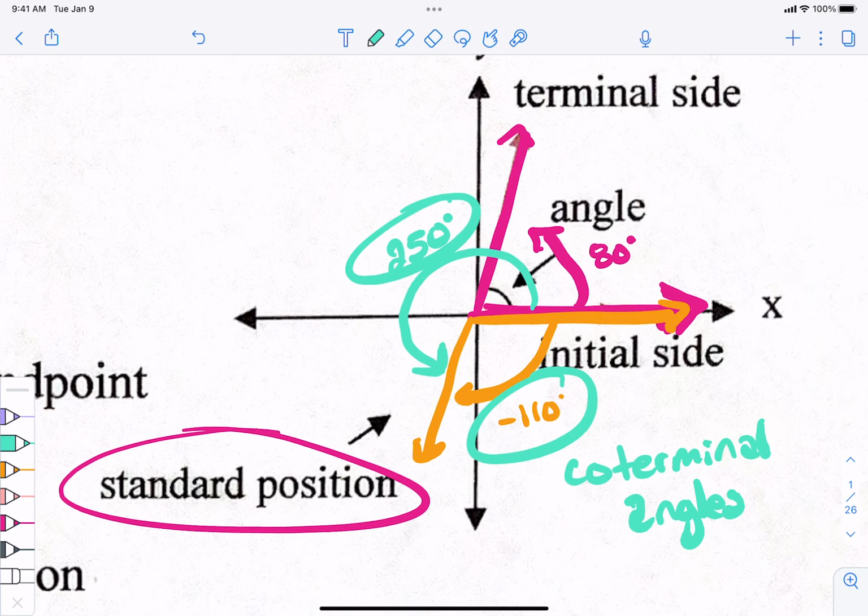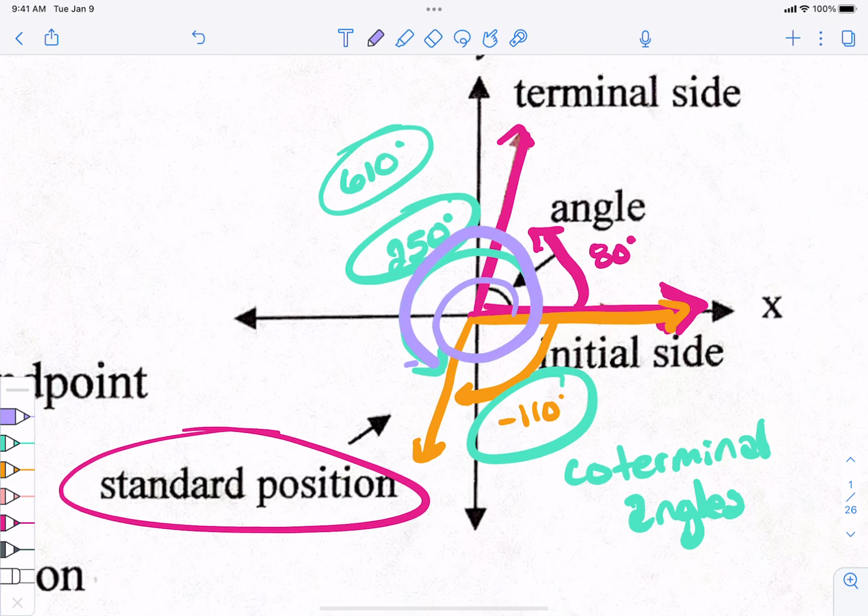Those are co-terminal angles. In addition to that, what about 610 degrees? 610 degrees would be the same spot again. Let me get a different color. It would just be around, that's 360, and here's an additional 250. So 610 would also be co-terminal because it would end at the same spot, just one more cycle around. Does that make sense? In addition to negative 110, negative 470 degrees would be at the same spot again.